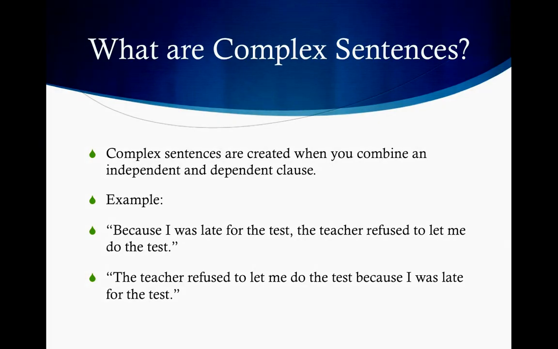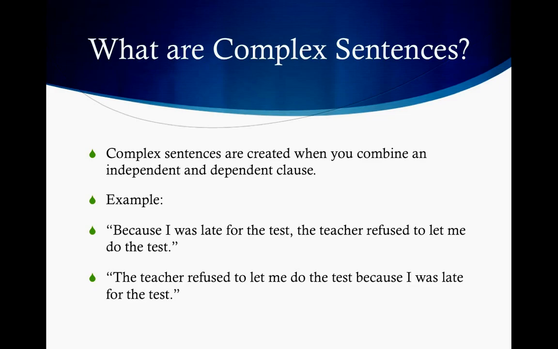So what are complex sentences? Complex sentences are created when you combine an independent and a dependent clause. If you remember, an independent clause is a clause or a sentence that can stand on its own. For example, I walked to the movie, period. That doesn't really rely on any other sentence. It can stand on its own.